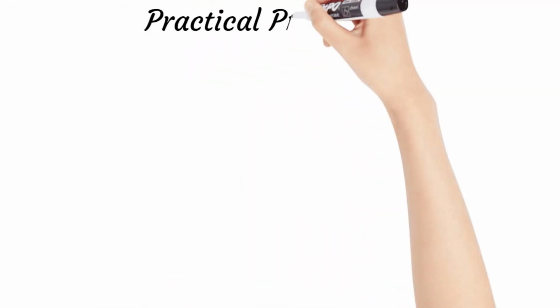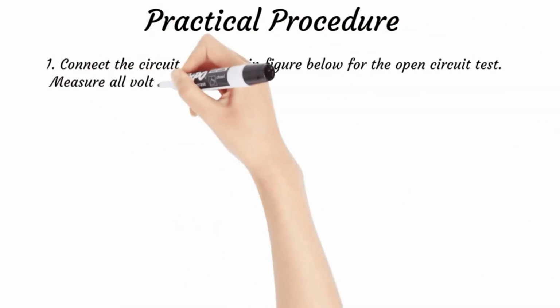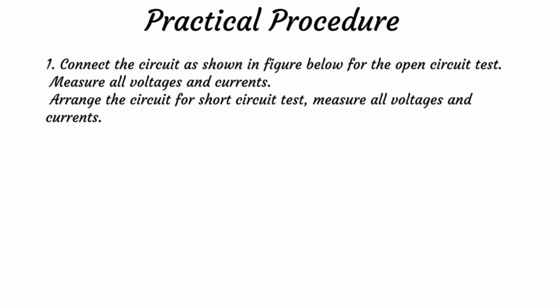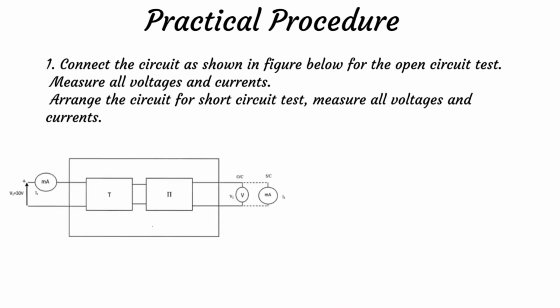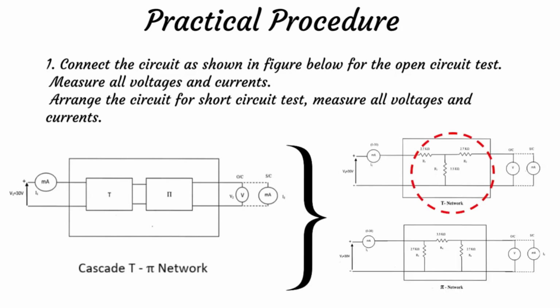First, have a look at the practical procedure. As given in the lab sheet, you have to conduct 3 tests here. In the first part, you have to find ABCD parameters practically using the open circuit test and short circuit test. For that, you have to connect the cascade T-pi network, as shown in the diagram. Cascade T-pi arrangement can be made by combining T and pi networks together with appropriate connections.